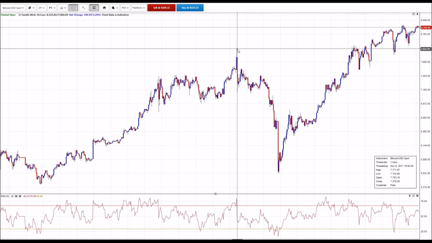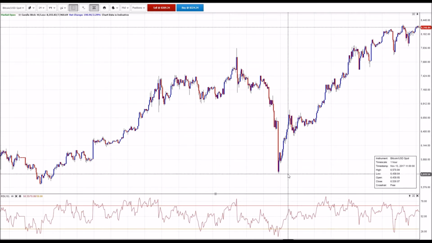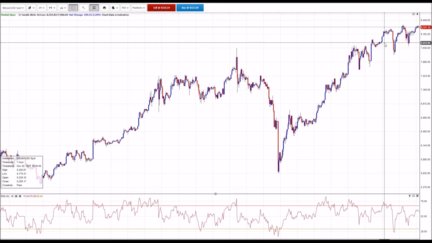Bitcoin breaks out to fresh all-time highs at about 7,950. Then over the next 4 days, it falls off a cliff back to about 5,500. And then last week, it goes all the way back up and sets fresh all-time highs. So it drops 30% over 4 days, then rallies 50% over the next 4 days. It is a lunatic market.